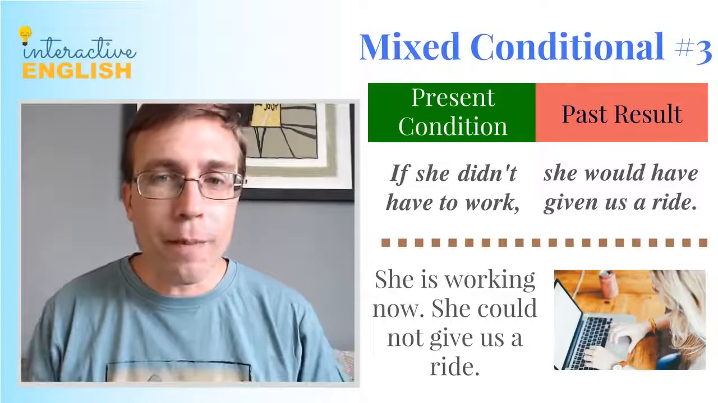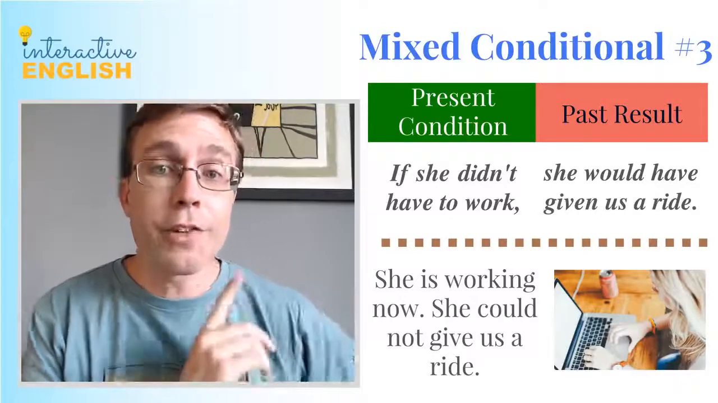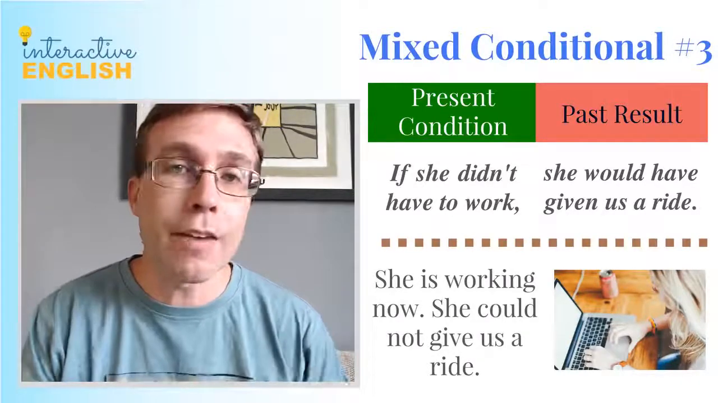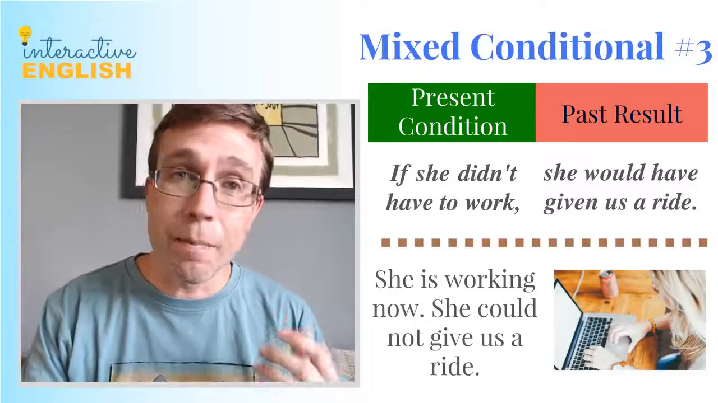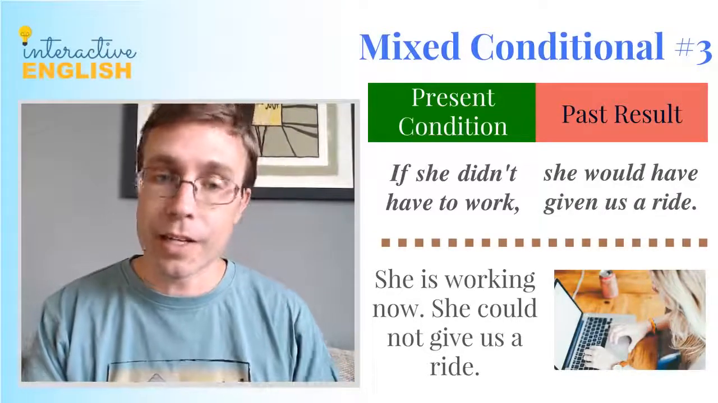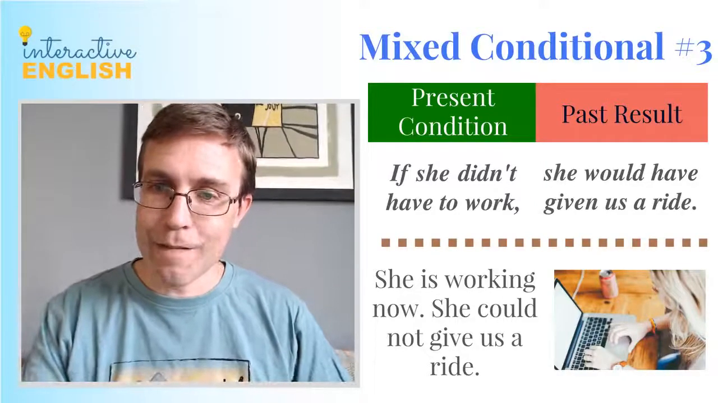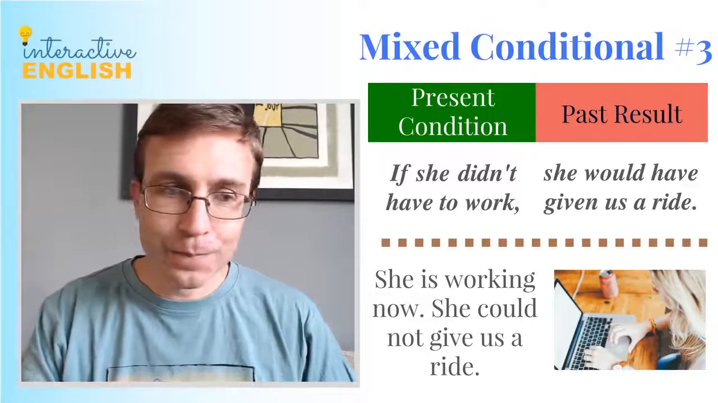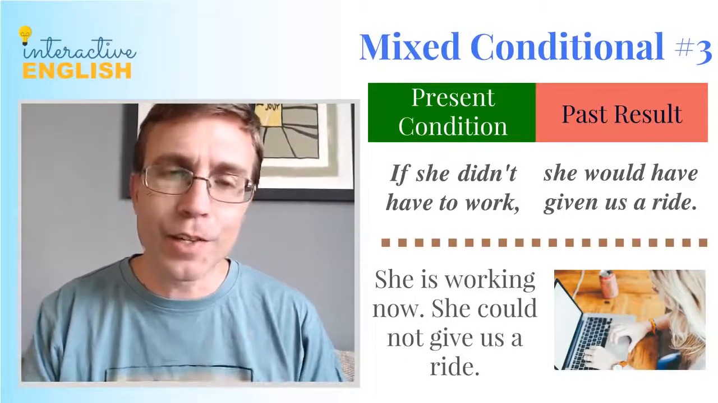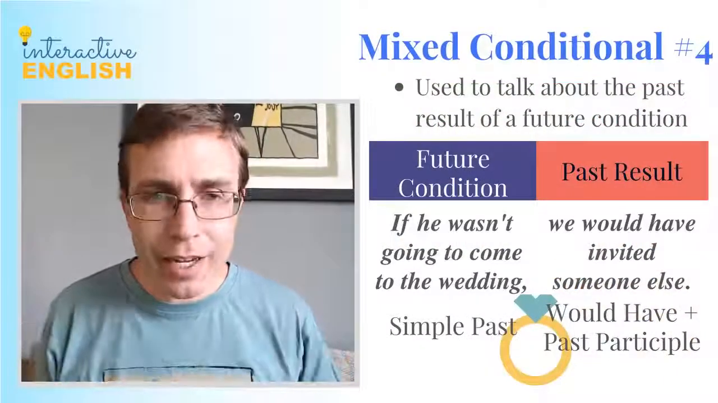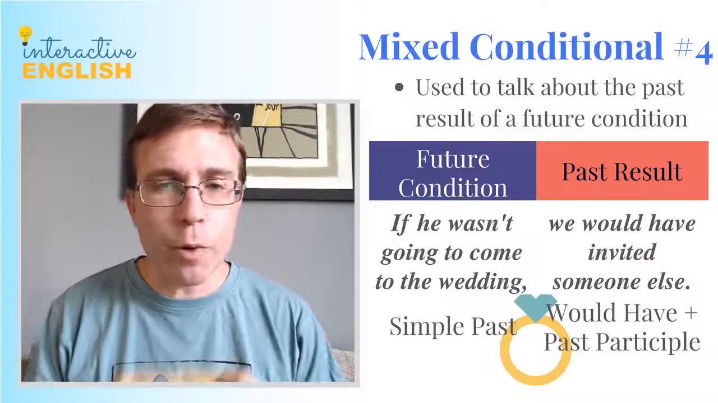Okay, so I hope that makes sense. She's working now. She could not give us a ride, but if she didn't have to work, she would have given us a ride. It's the present condition. It's the past result of a present condition. Okay, so let's look at the fourth one. And again, we will practice in just a moment. This is always good practice. And I know if you're joining us a little late, you can go back through and watch some of these. I will review real quickly.